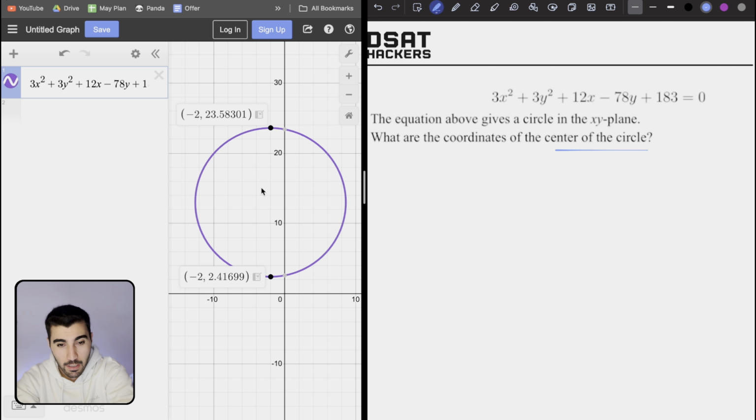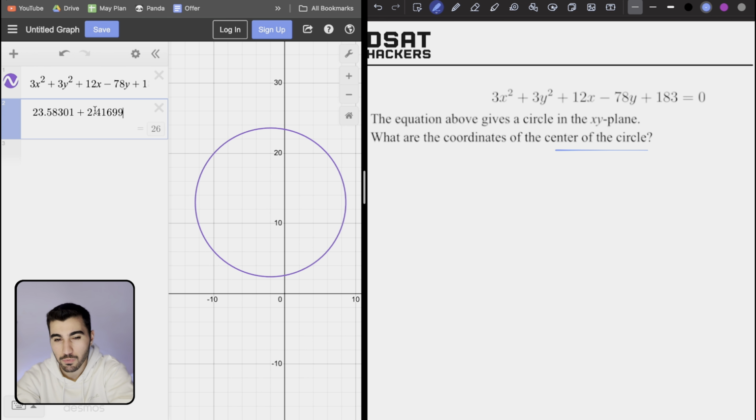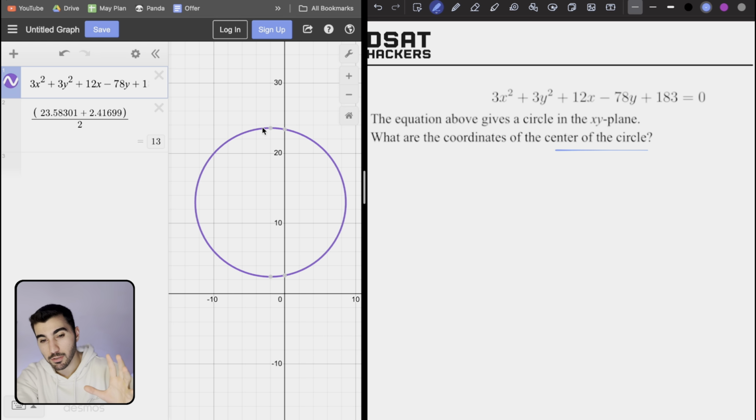So what we can do is add this and this, divide by 2, and that is going to give us the middle point of these 2 points. So I'm just going to add this point plus this point. Desmos is rounding these, by the way, so we're not going to get the exact number, but we're going to get very close. Oh, we actually got the exact number. So divided by 2 is 13. Now, because Desmos is sometimes rounding these up, we could get something like 12.9999, for example. So if you get something like that, then you know it's 13.